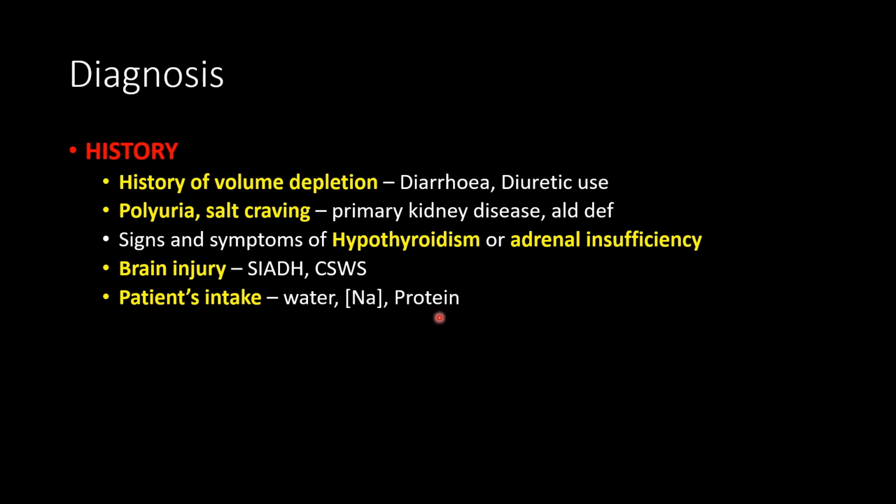Suppose the patient's water intake is much more, like psychogenic polydipsia, or sodium intake is much less, that will lead to hyponatremia, and the cause is clear from here. After the history, if nothing is particularly suggestive there, we need to proceed to the next step in diagnosis. That is, the first step is plasma osmolality estimation.